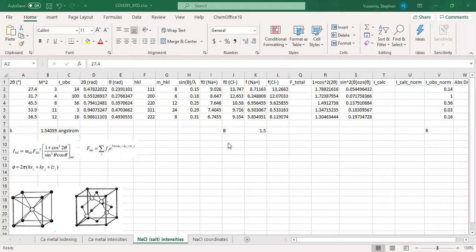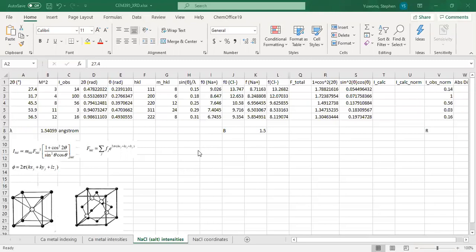All right, welcome to CAM 395, Experiment 4, X-ray diffraction and fluorescence. And in this video, we will learn how to calculate the theoretical intensities for the salt samples. So this exercise is going to be an extra credit. And thus, I will assume that if you are watching this video, you have watched the other two where we did the indexing exercise and calculate the theoretical intensities for the metal samples.